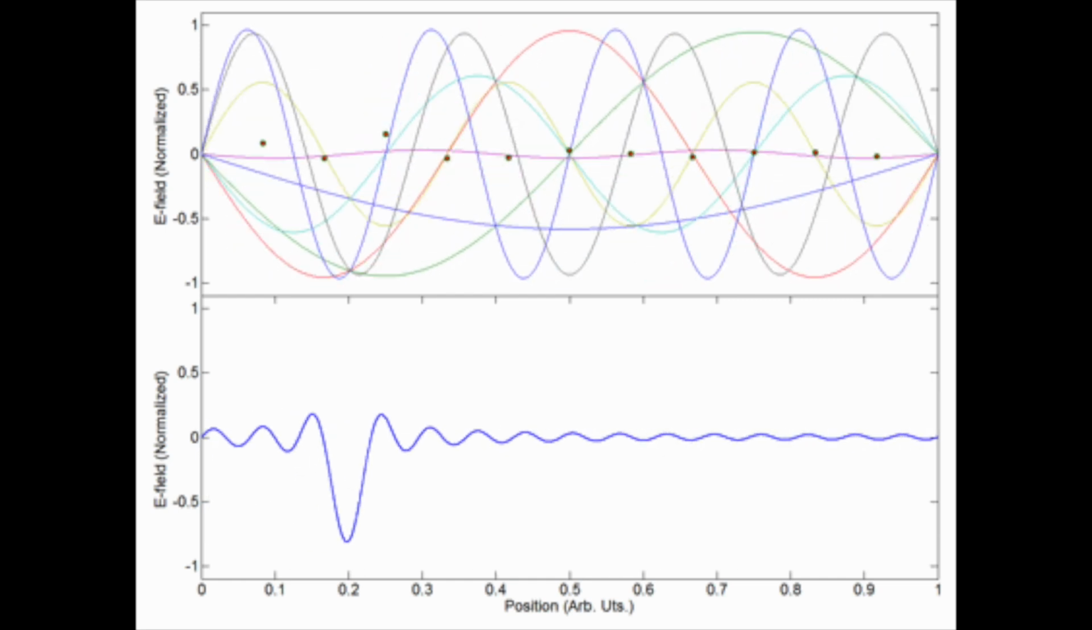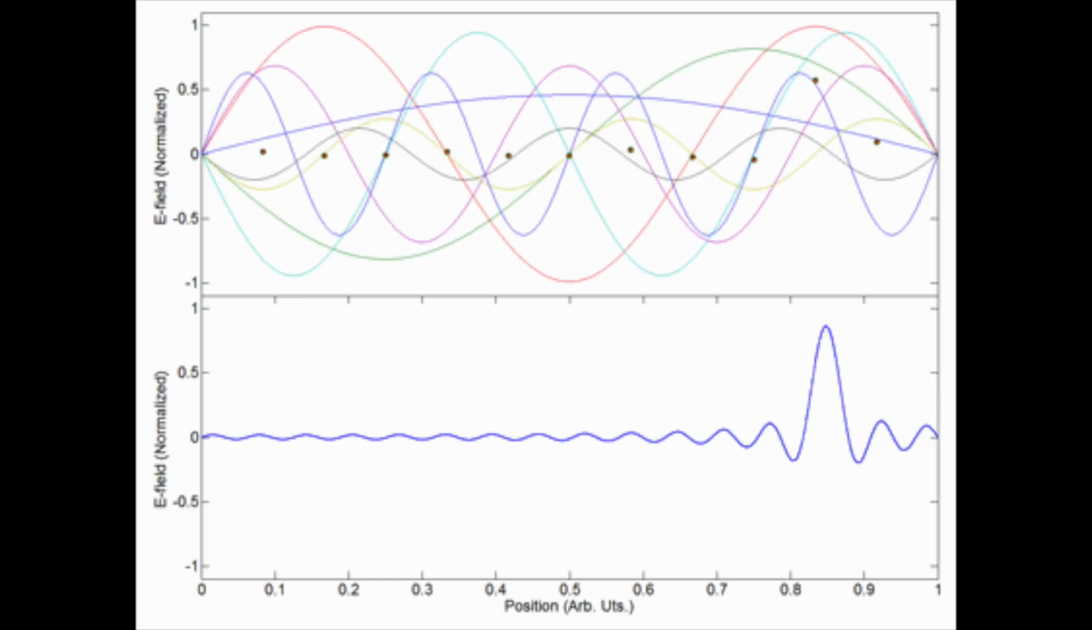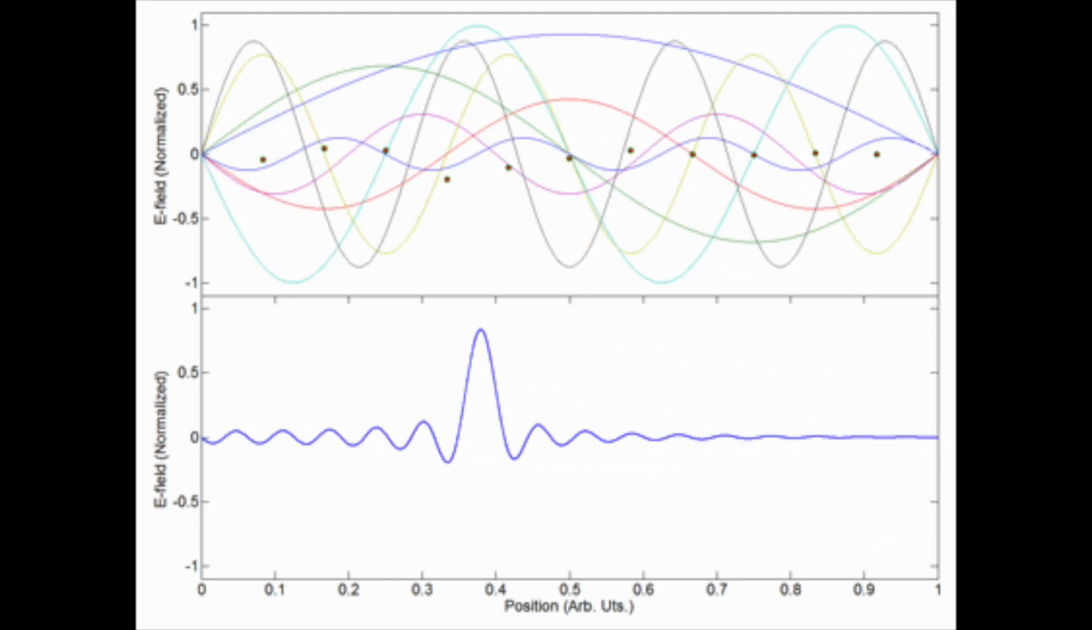When this condition is met, the existing mode variations are minimized and we're left with perfectly in-phase modes. These modes are now locked and will interfere and produce pulses.